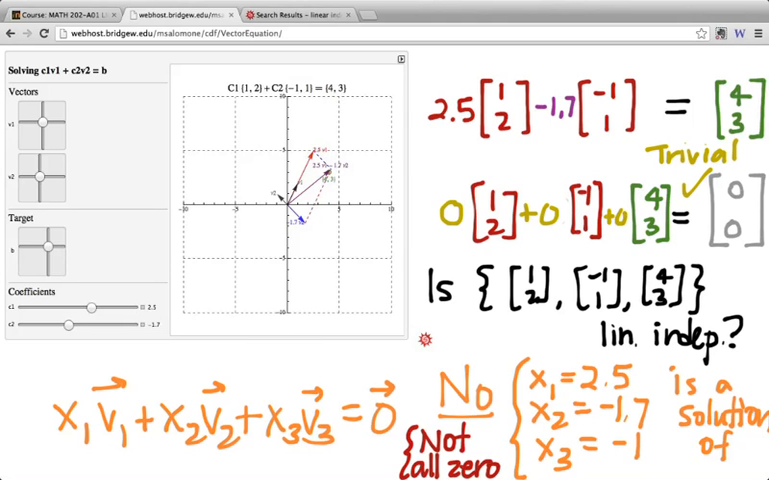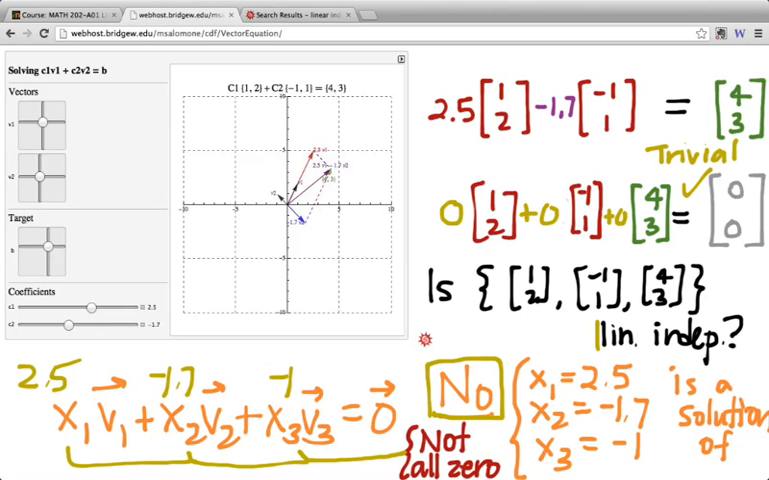But whenever there is a non-trivial solution for x1, x2, and x3, so in our case 2.5, negative 1.7, and negative 1, then we say that this set of vectors is not linearly independent. So linear independence happens when the only solution is the trivial solution. But if there exists some other solution which is not trivial, then this set of vectors is not linearly independent.